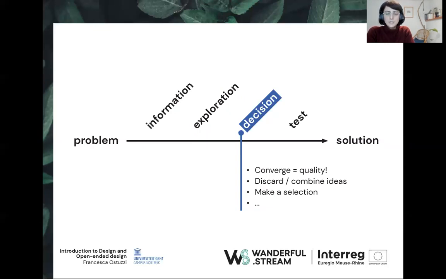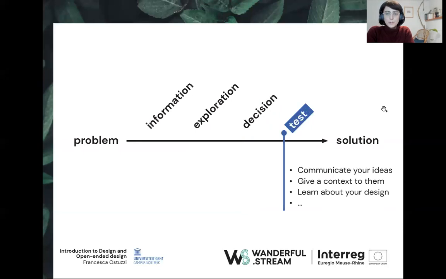Of course, the selection is based on a set of criteria that are very context dependent. For example, if you have a budget, you might choose the ideas that align with your budget. If you have a time frame, for example, you are doing a challenge that lasts only a few days or months, well, then it's very important that you decide upon what you can bring further for the time being. And finally, once you have decided what to do, you can move to test it.